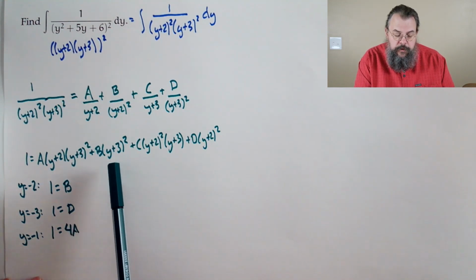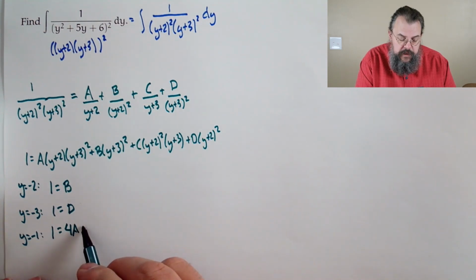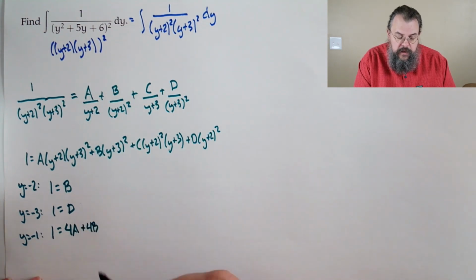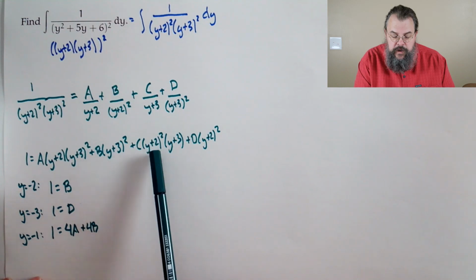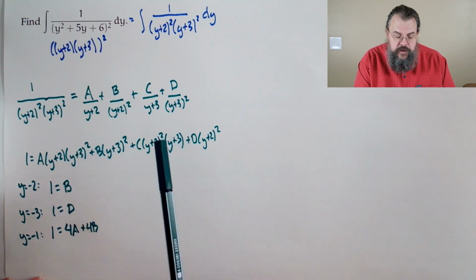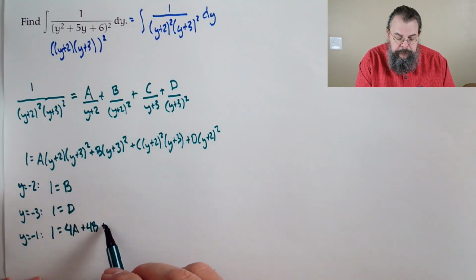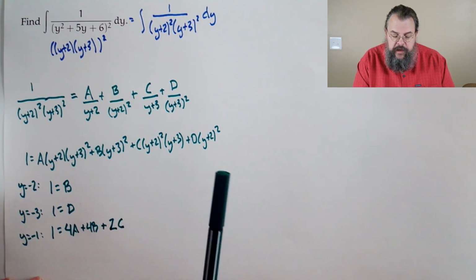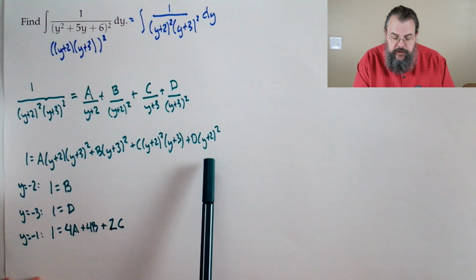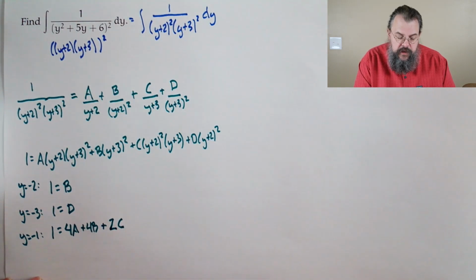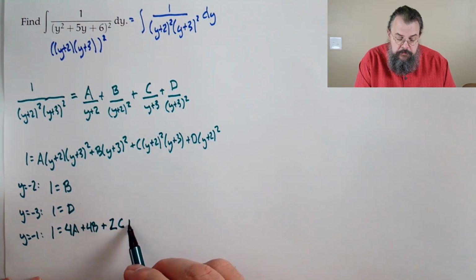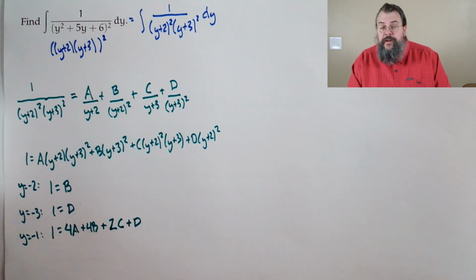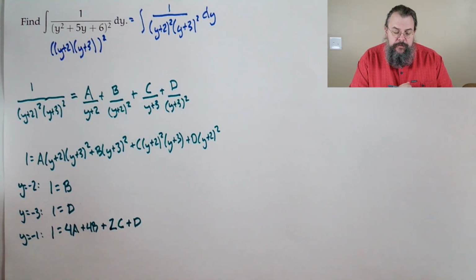Here we'd have -1 plus 3 is 2 squared. So 4b. Here we'd have 1 squared times 2. So 2c. And here we'd have 1 squared times d. So d. Great. All right, so that's what we have.